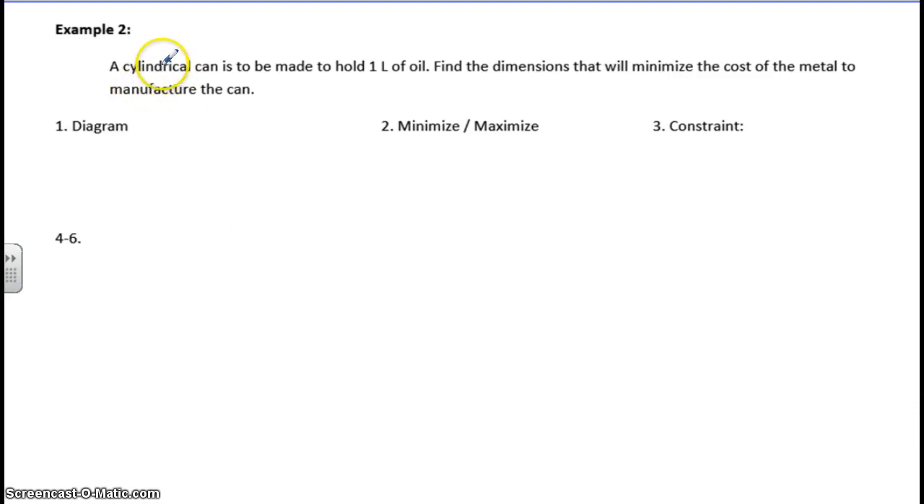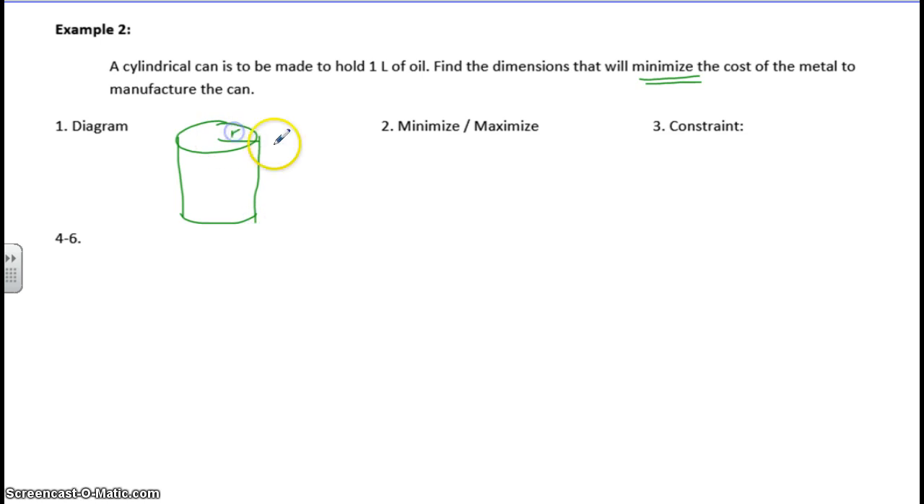It is asking you, this time, you have a cylindrical can. It's holding 1 liter of oil. Find the dimensions that will minimize the cost of the metal to manufacture the can. Again, it's optimization, so you are making the most out of a given situation. We want it to hold the 1 liter of oil, making the most, meaning also we want to minimize the cost. Okay, so the diagram is basically going to be a cylindrical can here.